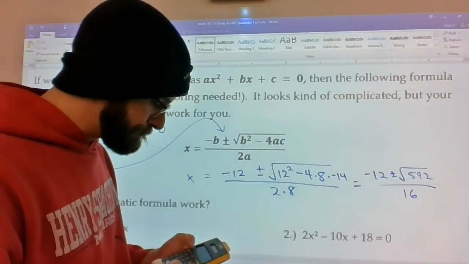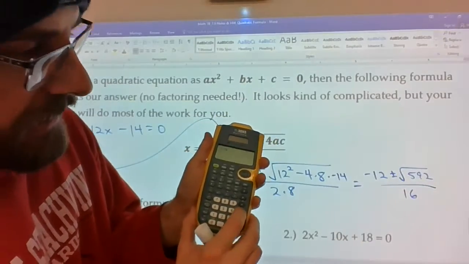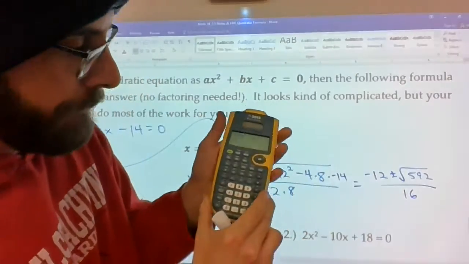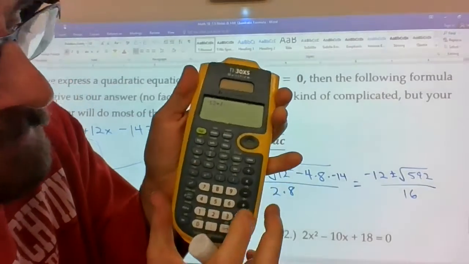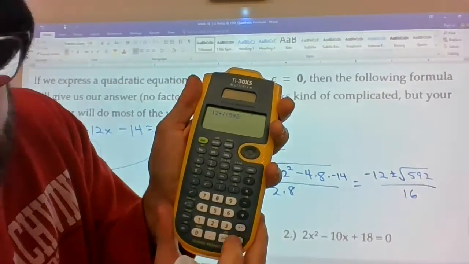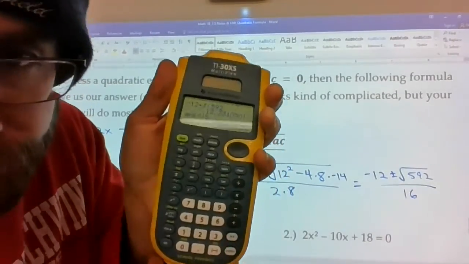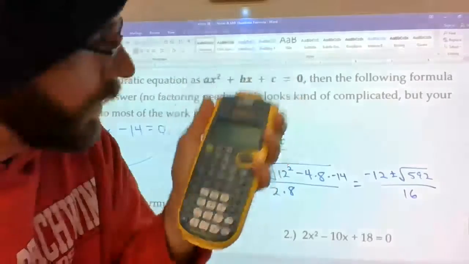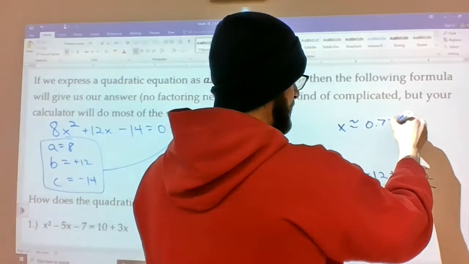So now I just go negative 12 plus, for the plus part of it, the square root, make sure that symbol's showing up on your calculator, 592, hit equals to get a decimal, then divide that by 16. There's your first answer, 0.771. So x is approximately 0.771.